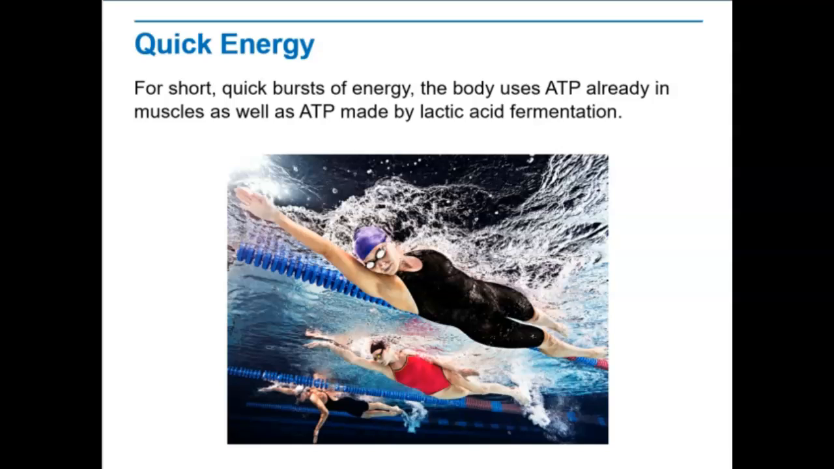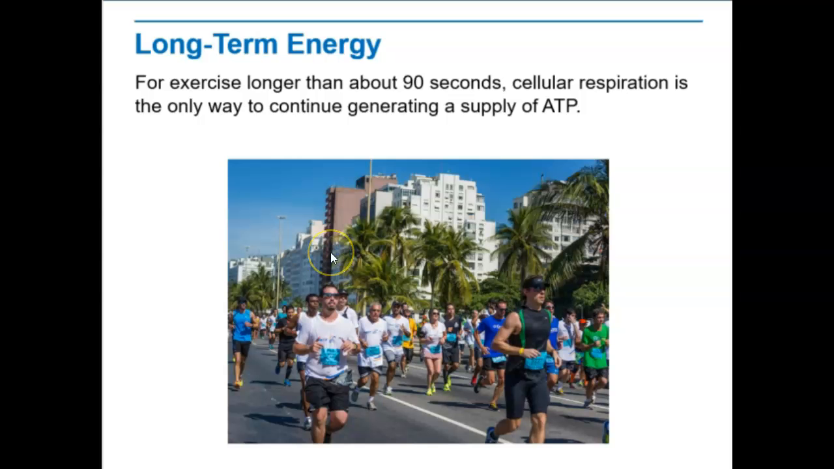So in this example here with the swimmer, at the beginning of their swim or their race, their principal source of energy was the ATP that was already in their muscle cells, okay? After a little while, they're going to switch over to ATP produced by lactic acid fermentation. So, long-term energy: for exercise longer than about 90 seconds, cellular respiration is the only way to continue generating a supply of ATP.